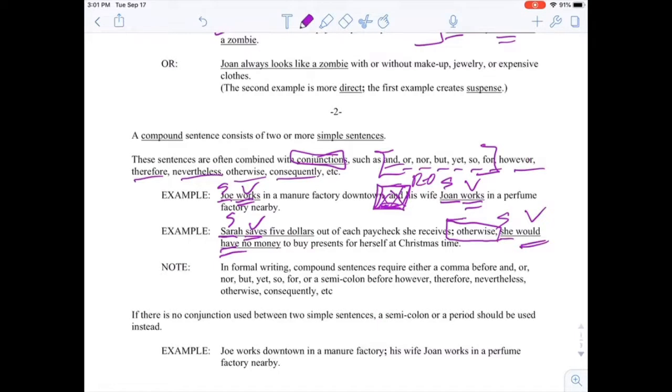In formal writing, compound sentences require either a comma before and, or, nor, but, yet, so, for, or a semicolon before however, therefore, nevertheless, otherwise, and consequently. Keep in mind that there's a semicolon that goes before it and a comma after it. Semicolon before, therefore, comma after, just like otherwise here.